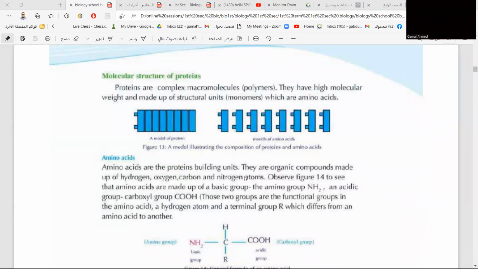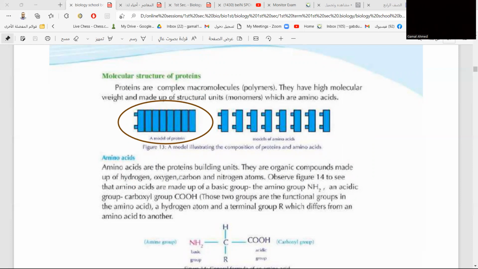Here we have how the proteins are formed. The protein molecule is a big molecule or a polymer. Polymer of protein, we can call it by another name, polypeptide. It is made of a long chain of smaller units or monomers. These monomers are called amino acids. So many amino acids join together to make what?